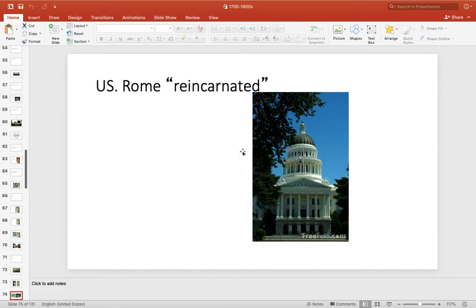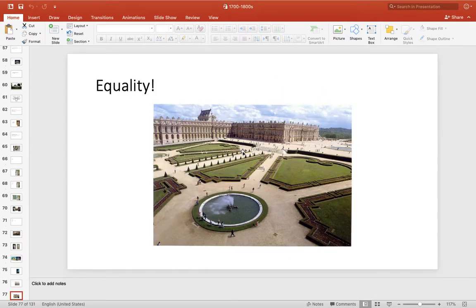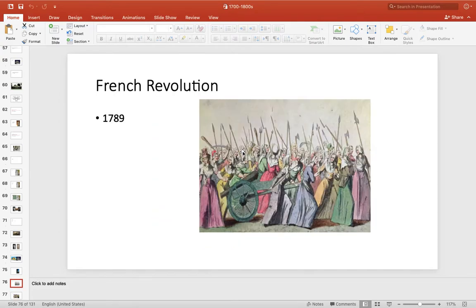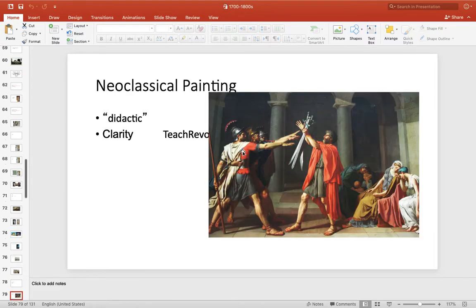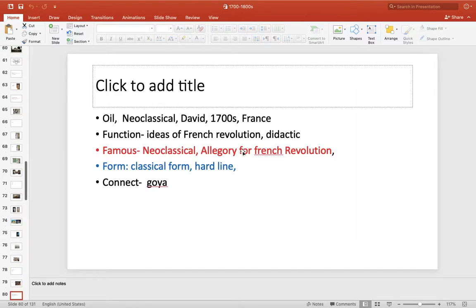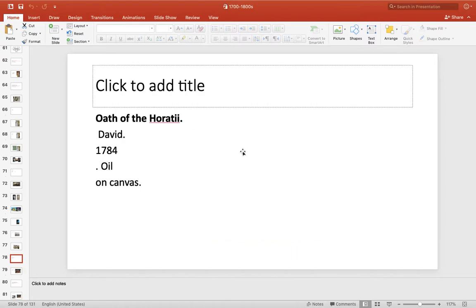All right, 1700s. Okay, I've got French Revolution. The American Revolution is first, and the French Revolution in 1789. We want equality. Okay, Oath of the Horatii. This is neoclassical painting. All right, what's the deal here on this one?